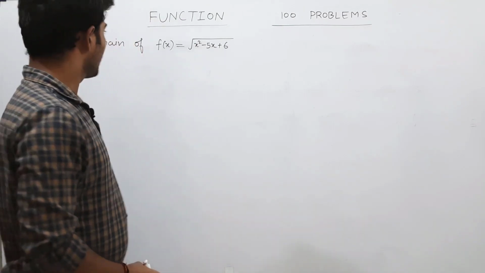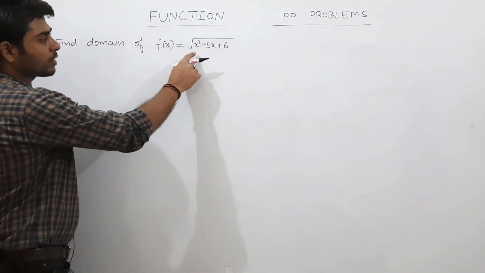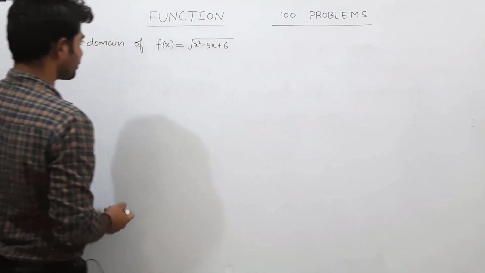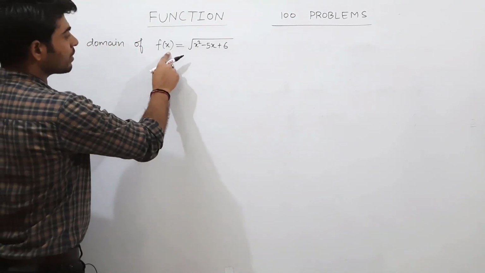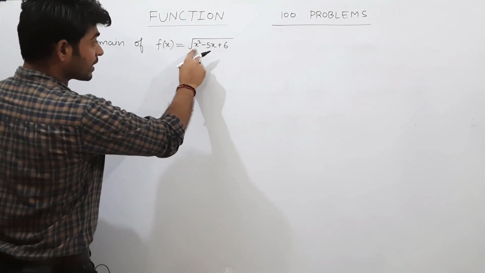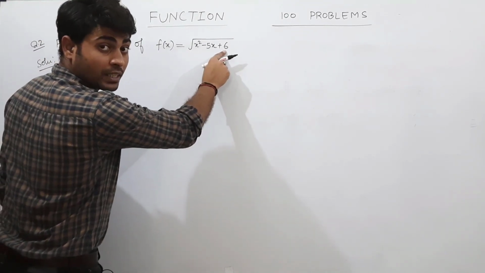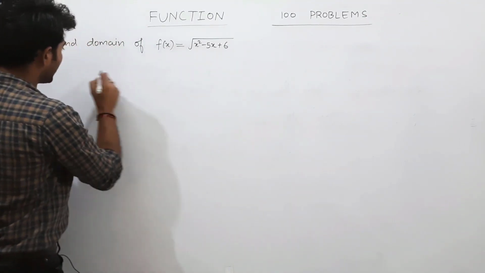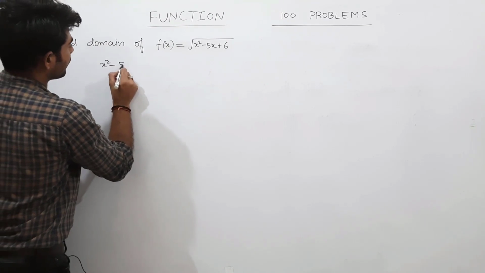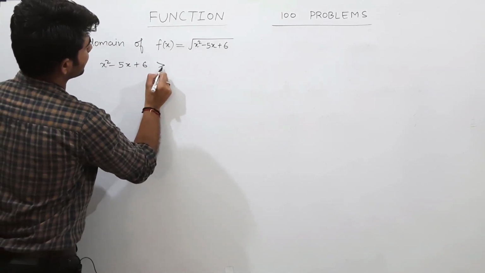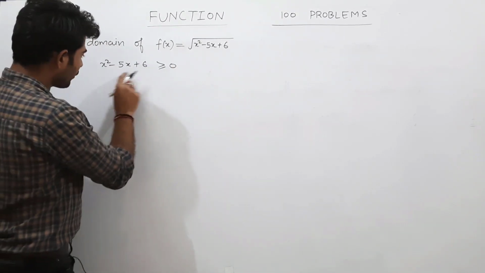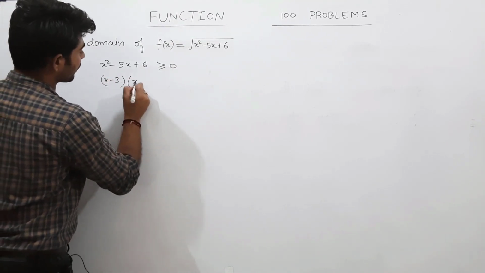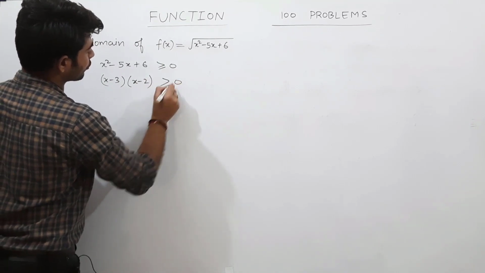Question number 2 is find the domain of f(x) equals root over x square minus 5x plus 6. So let's see here. As you know, this function will be defined when the quantity inside this root, x square minus 5x plus 6, is greater than or equal to 0. So we can say x square minus 5x plus 6 is greater than or equal to 0. Doing factorization, we can write (x minus 3) into (x minus 2) greater than or equal to 0.